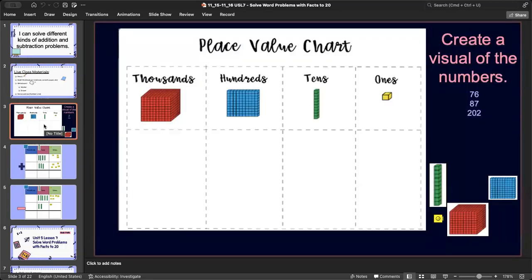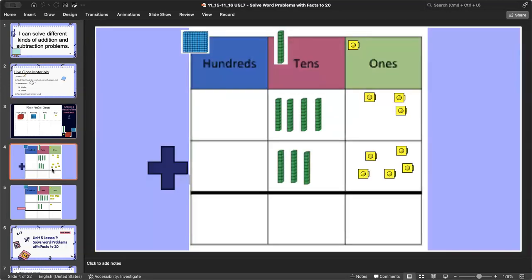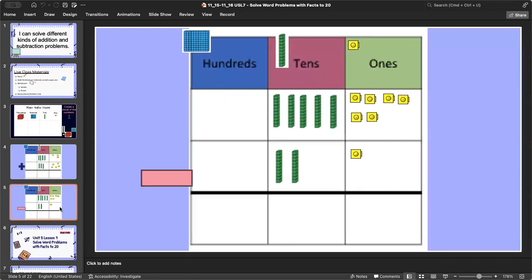Your place value chart for today, your numbers are going to be 76, 87, and 202. Now keep in mind when you say 202, it's not "202 and" because eventually the "and" will signify a decimal point. So, 202. Pause, work with your learning coach. Addition through our place value chart, pause, work with your learning coach. Again, subtraction with our place value chart, pause, work with your learning coach.